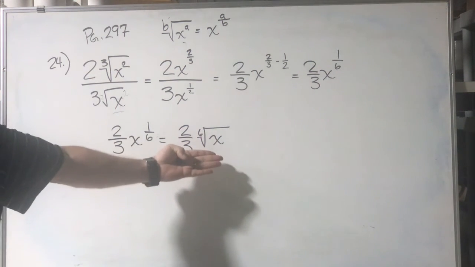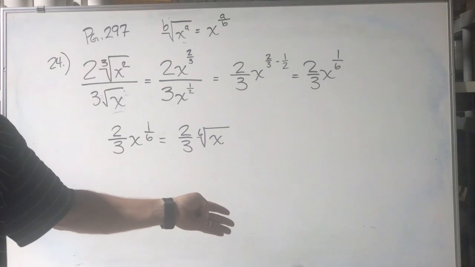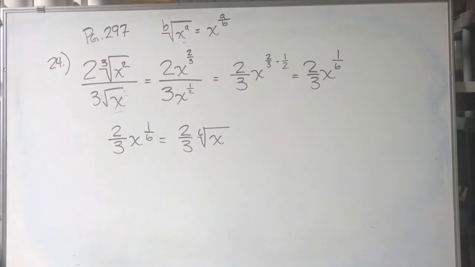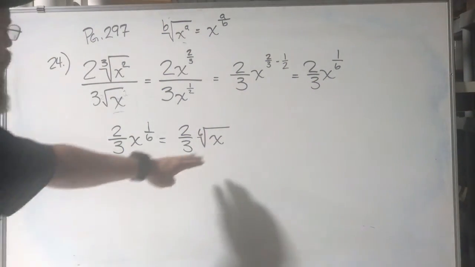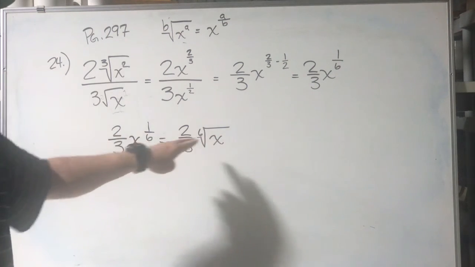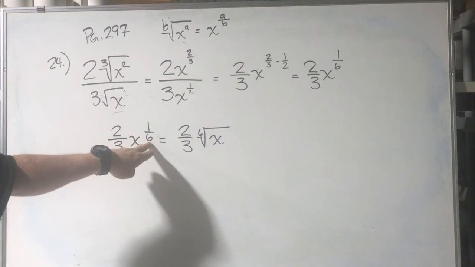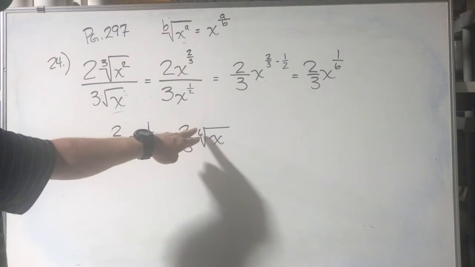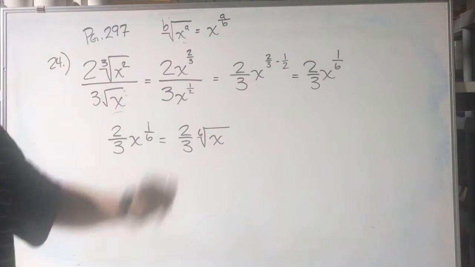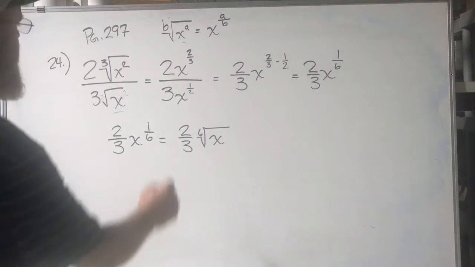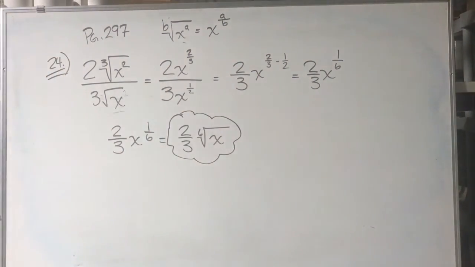Now I can't reduce that anymore. I can't factor just x, right? To get that out. Now if I had x to the 7th here, then yeah, I could factor, or I could take it out. Or if it was x to the 6th, then it would be 2/3 x. But in this instance, your index is 6, so it's the 6th root of x to the 1, and the 1 is just invisible. So this is your answer to number 24.